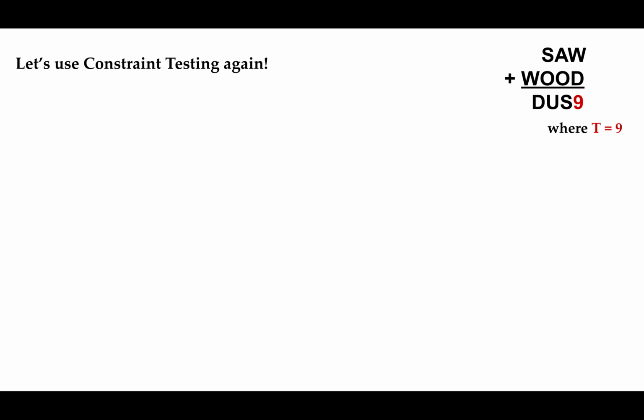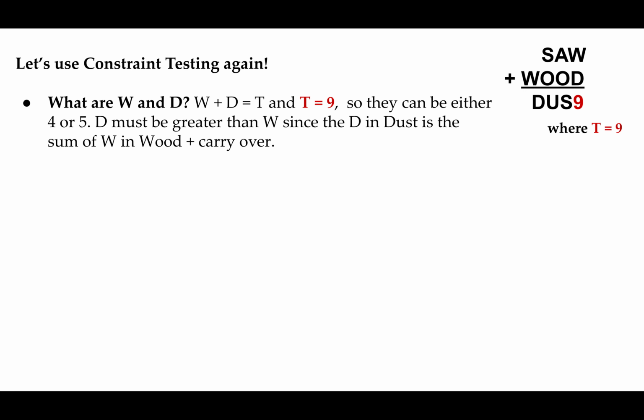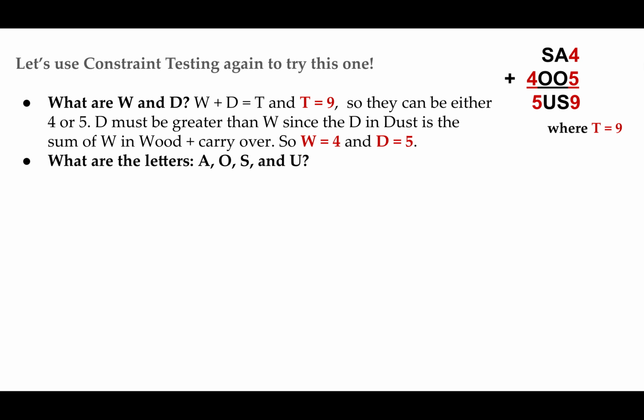Was this one easier or harder than the multiplication problem? Okay, let's give it a go. So what are W and D? Well, let's see. We know that their sum equals 9, so therefore T equals 9. We know that. So they have to be either 4 or 5. D must be greater than W, though, since the D in DUST is the sum of W in WOOD, and there's a carryover. So that means the W must be 4 and the D must be 5. And I replaced those, as you can see, in red.